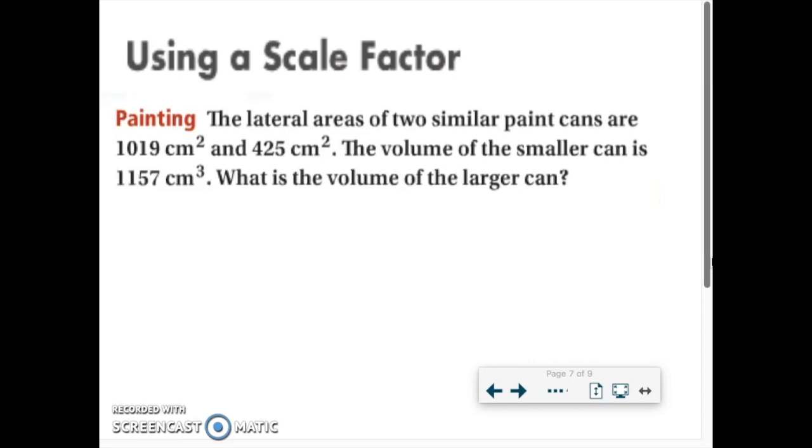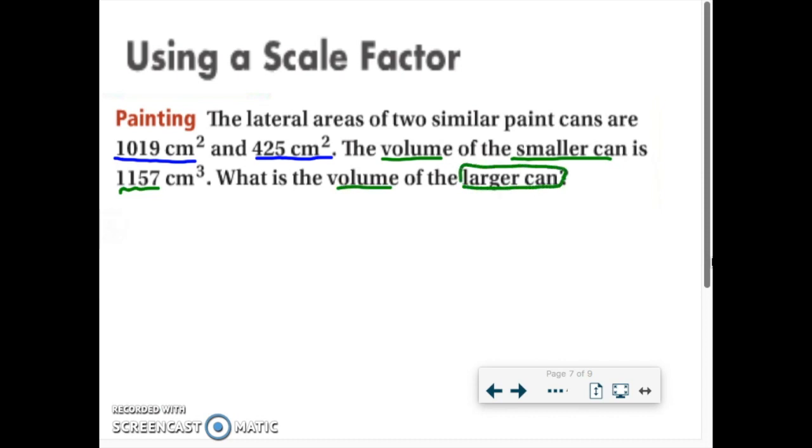All right, so now we are using a scale factor to find either a missing volume or a missing surface area. Here's what this one says. The lateral areas of two similar paint cans are 1,019 square centimeters and 425 square centimeters. They're going to give us the volume of the smaller can, which is about 1157. We'll come back to that in a second. They want the volume of the larger can. That's what we're looking to find.